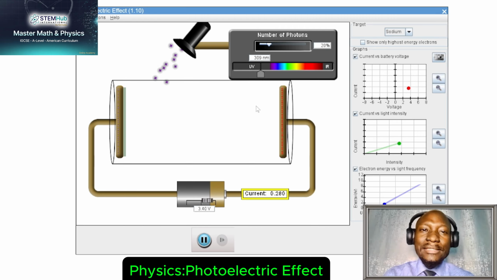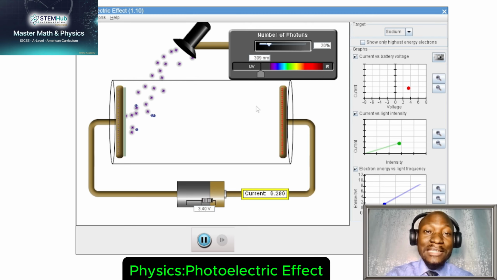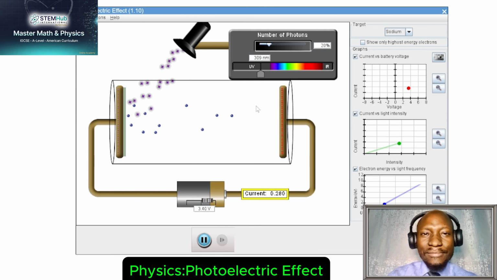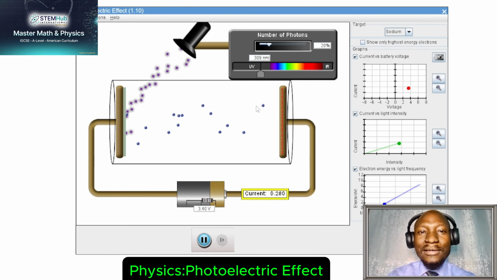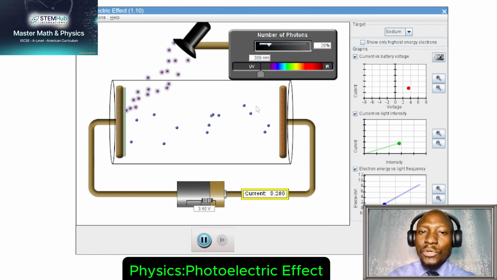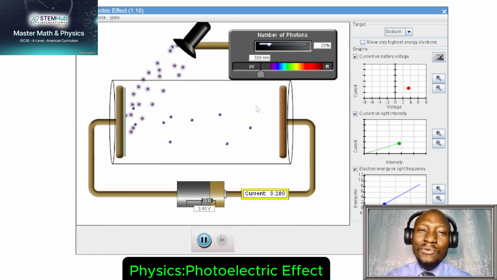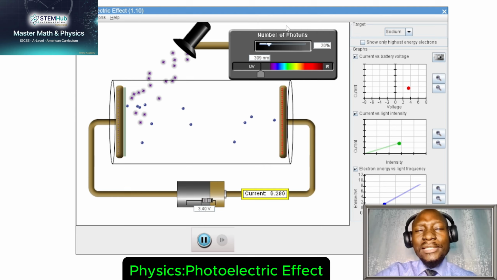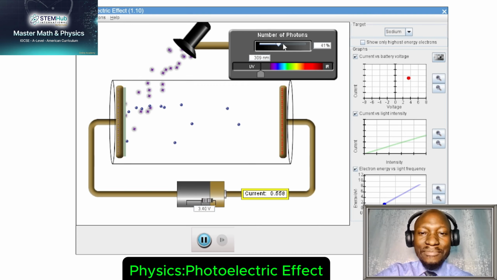Now that shows the incident radiation, the photons. Photons are simply the energy packets that are contained in light. As we can see, as they bombard that metal surface, they are able to eject electrons. Initially, it was not able. But since we're using the UV, it means it has sufficient frequency, or energy, to eject electrons from that surface. Now, let's see what happens when we increase the intensity of the incident radiation.